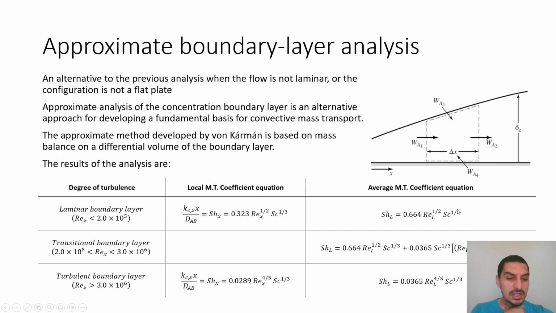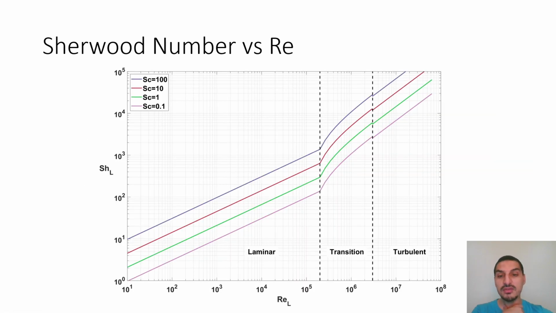But anyways, you can use these three equations to describe the average mass transfer coefficient, and if you plot them, you would see that this is how the Sherwood number changes with Reynolds number. So I have this for different Schmidt numbers. So you see, as the Schmidt number increases, the Sherwood number increases, which is very logical. This is the dependence of the Sherwood number on the Schmidt number. It's directly proportional to Schmidt power 1/3. So this is the relation.